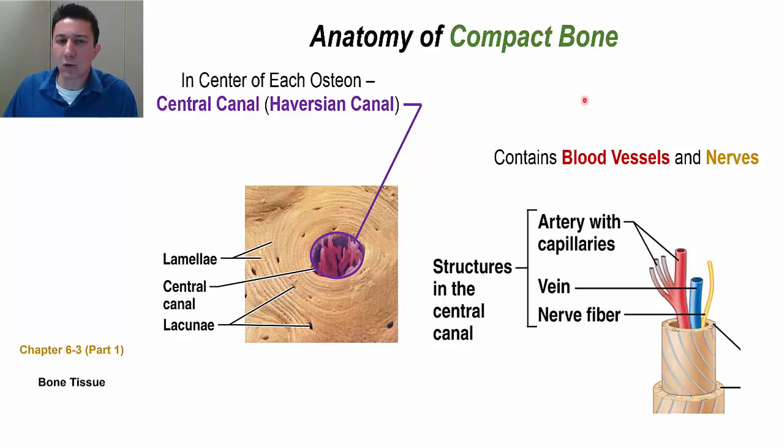There's also a number of nerves in there, so that they can deliver sensations of different stimuli to or from the bones to the central nervous system. Our central nervous system knows what's going on with different stimuli in those bones.